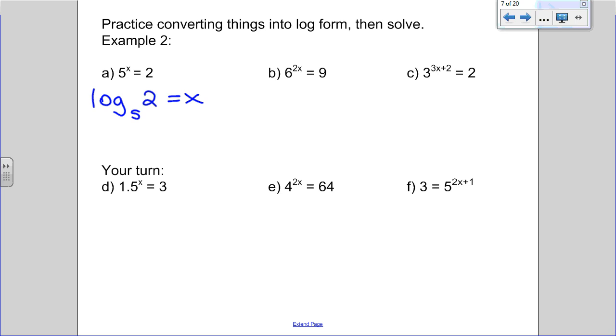Make sure you close your brackets. So log 2, I didn't close my brackets, divided by log 5, 0.43 equals x. It'll tell you what you need to round to on an actual question.